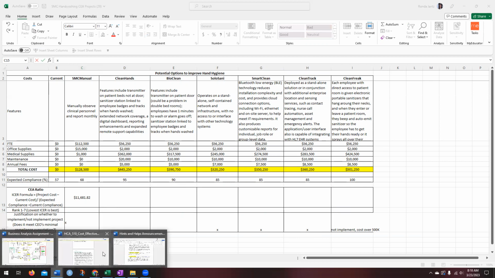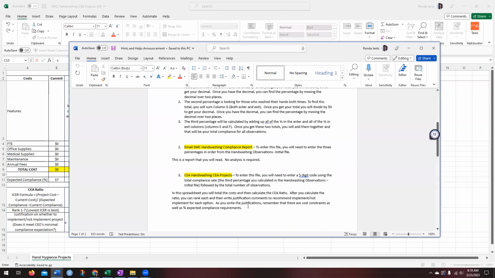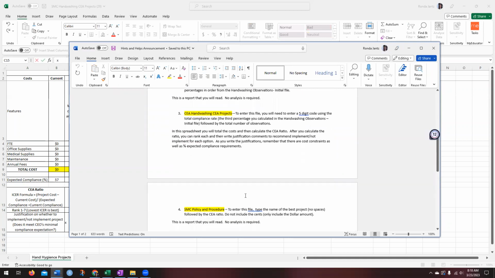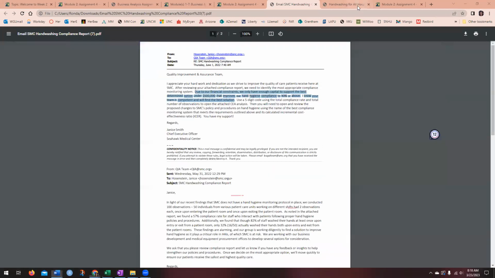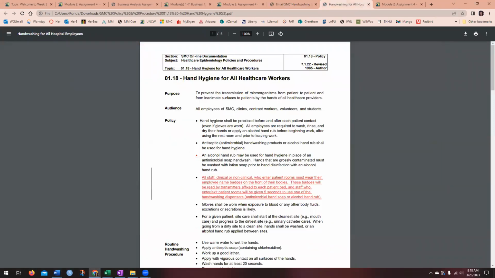And then we can go back to my sheet that I made for you. And then remember, as you write the justifications, remember the cost constraints as well as the expected compliance requirements. And so our next file we're going to go into is SMC policy and procedure. To enter this, type the name of the best project without spaces followed by the CEA ratio. Don't use cents, only use the dollar amount. And this is going to be a report that we read. There is not going to be any analysis required. So this is the report that we read.